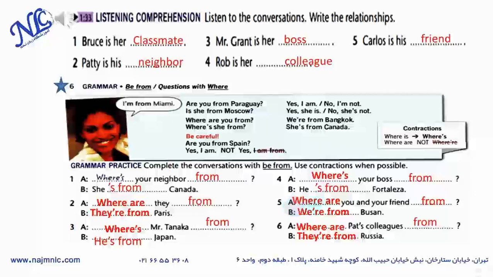Number 5. You and your friend. So you are more than one. Where are you and your friend from? We're from Busan. Okay, you and your friend. So when I ask you, where are you and your friend from, you answer, we're from Busan. Okay, so here we use we. And next one is very important. Here we have past colleagues. It's more than one. Yeah, so where are past colleagues from? They're from Russia. Thank you.